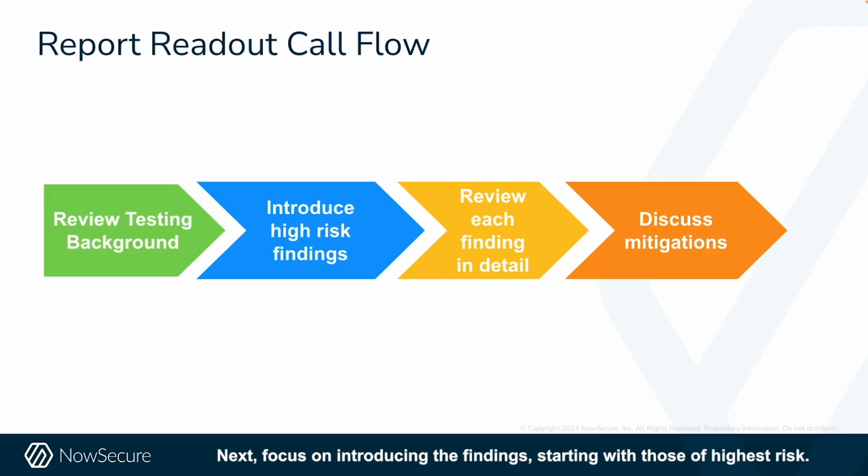Next, focus on introducing the findings, starting with those of highest risk. You'll find that the client will likely want to review these first before touching on lower risk findings. For each finding, review in detail, but try to avoid simply reading your report. Instead, speak with the authority of the expert who conducted the test. Talk about how you found the issue, ways the client team may reproduce, and your professional recommendations for remediation. Likewise, it's best to solicit questions before moving on to the next finding.